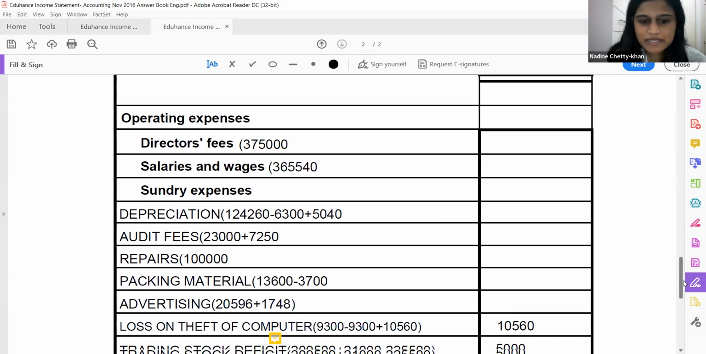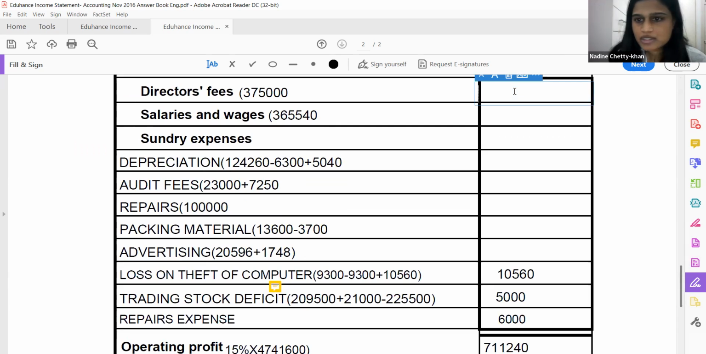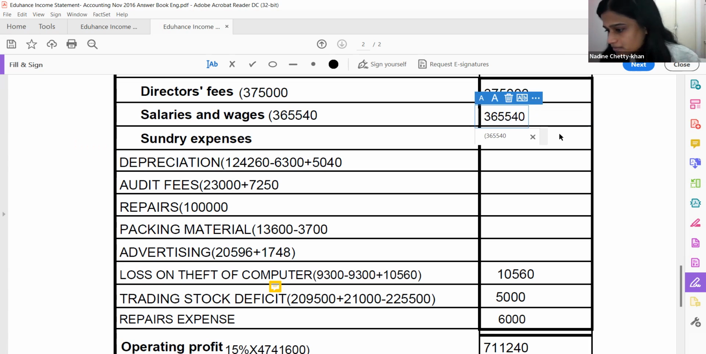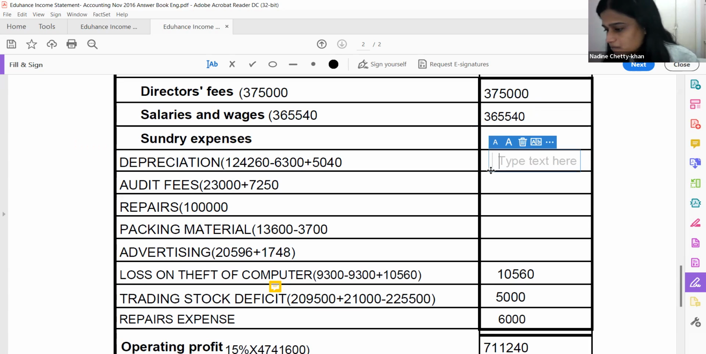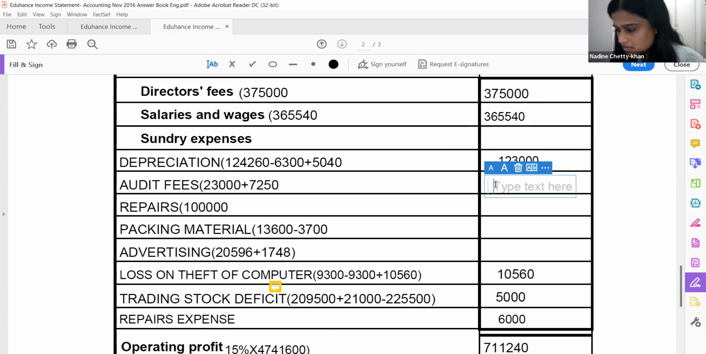Let's go to operating expenses. Directors' wages. We're still going to show it as positive, even though it's an expense, because it's in this bracket. It's in this dark block. Then we're going to show 365,540. Okay. Sundry expenses, we don't know. Okay, depreciation. 123,000. Audit fees. 30,250. Repairs.